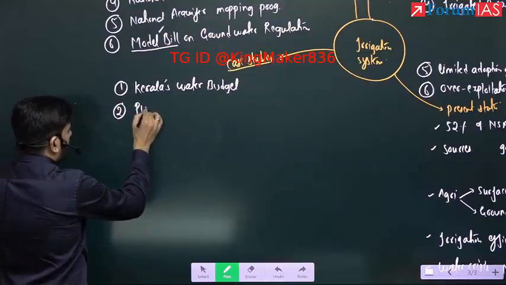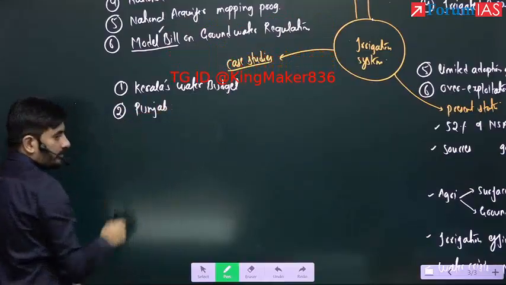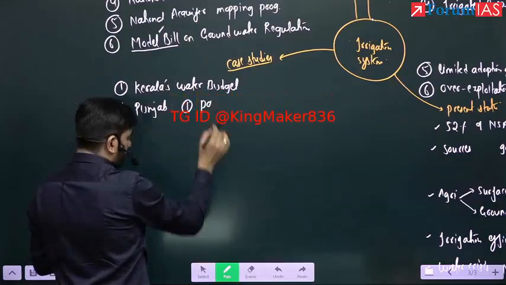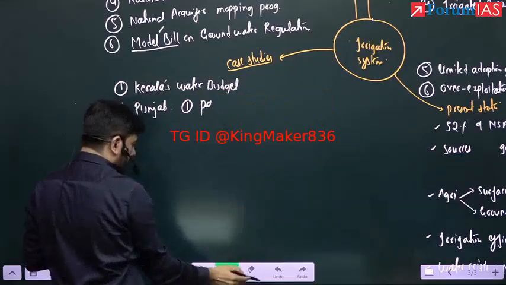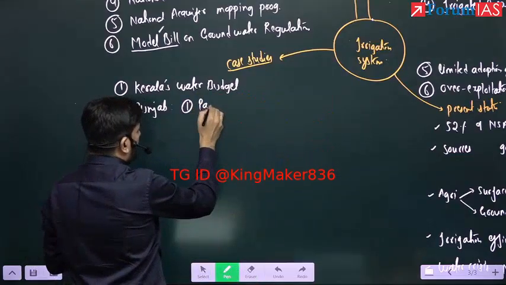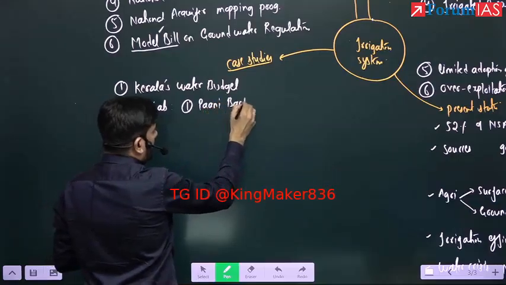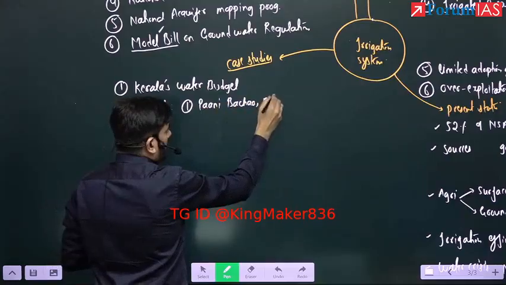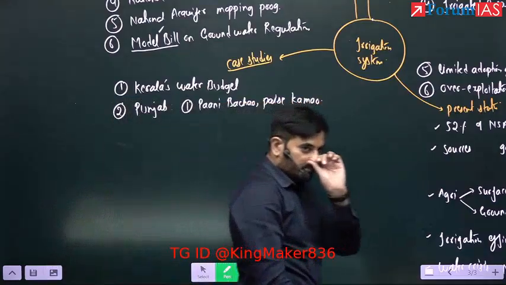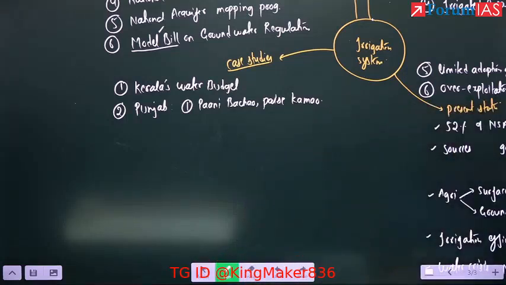Second is Punjab. In Punjab, they have a scheme called Pani Bachao Paise Kamao. Pani Bachao Paise Kamao. I don't have to explain it. How does it sound, how will they earn money from this?